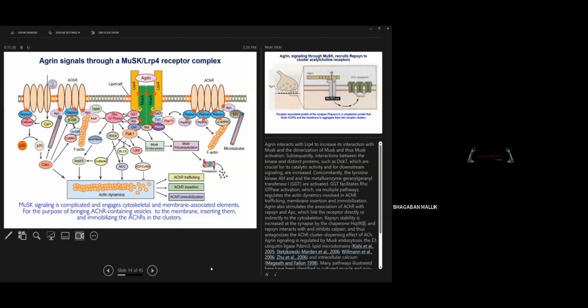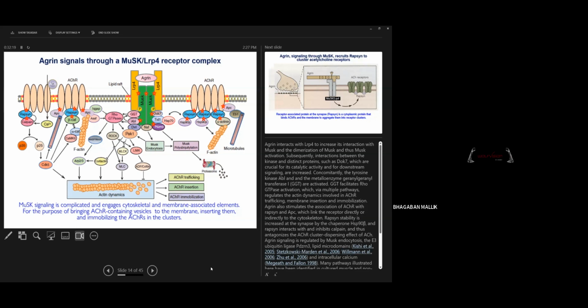It is a very complex signaling pathway where agrin signals through a receptor complex called MuSK LRP4, and that complex helps in clustering of the acetylcholine receptor. This is the membrane, here is the receptor, and this is the ligand, agrin. The agrin ligand binds to the MuSK receptor with LRP4, and now you have activation of a downstream signaling cascade that is required for actin regulation and actin dynamics. Through this pathway, you have trafficking of the acetylcholine receptor, insertion of acetylcholine receptor into the postsynaptic compartment, and also acetylcholine receptor immobilization.